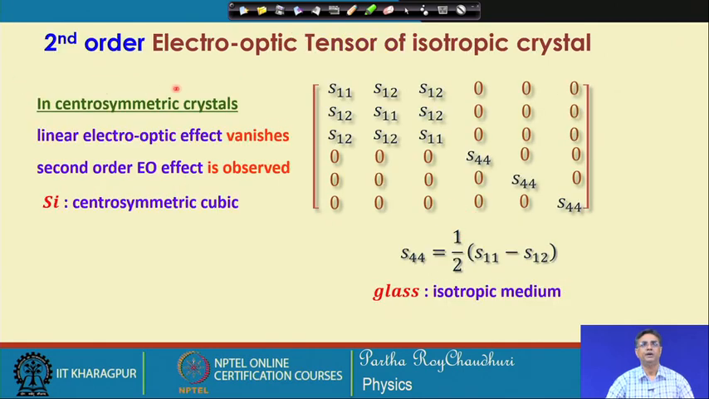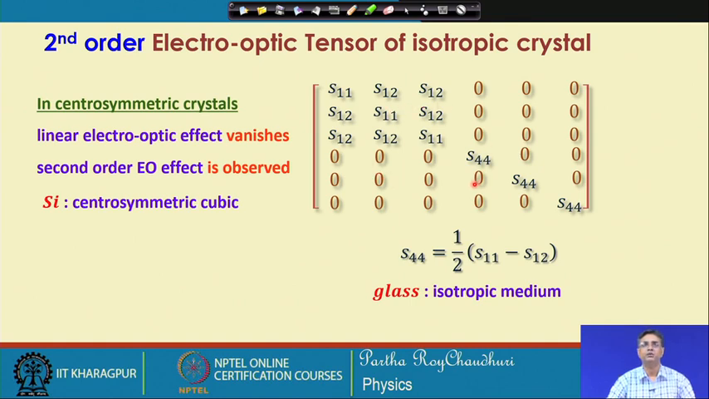Okay. Second order electro-optic tensor of an isotropic crystal, that is the quadratic electro-optic tensor, has this form. You can see this has a 6 by 6 element matrix. And the designations of these are S 11, S 11, S 11, S 44. So, all these three are the same. In the case of an isotropic medium, S 44 is equal to half of S 11 minus S 12. These are all experimentally observed coefficients, and this tensor is then very useful.